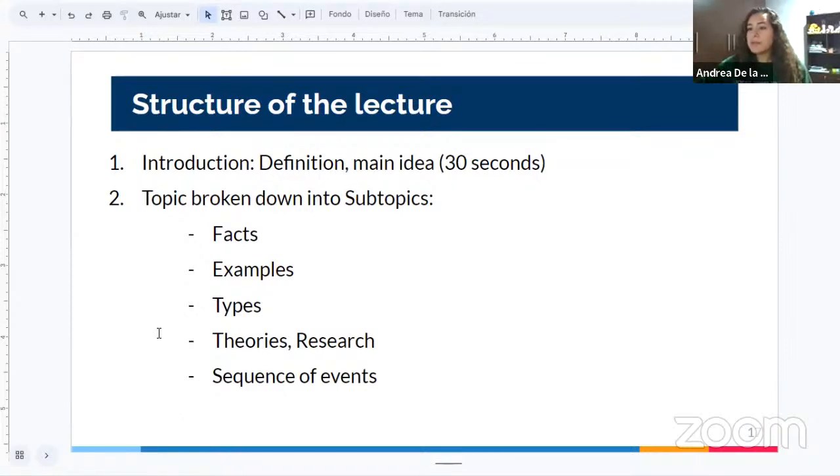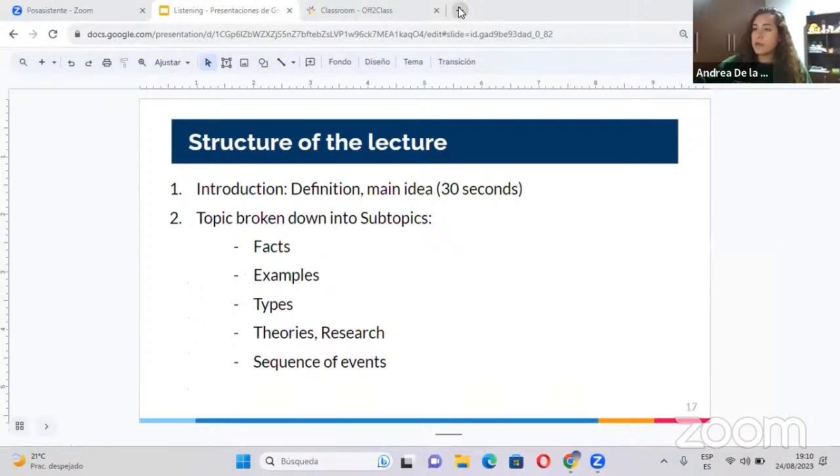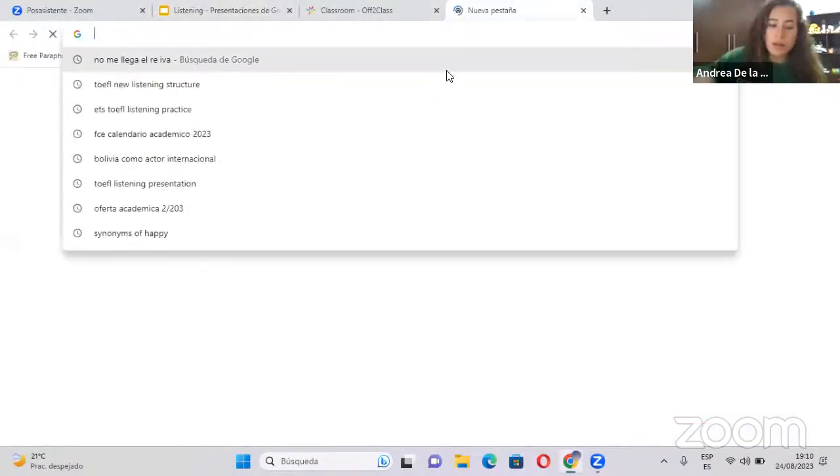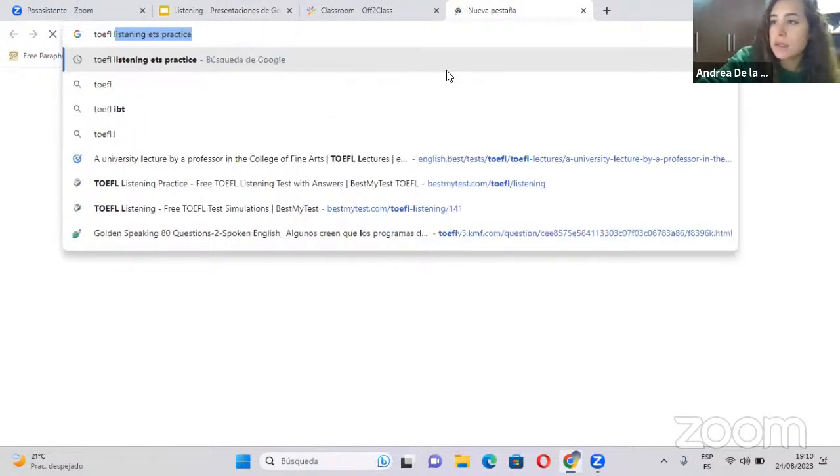I'm sorry. So as I was telling you, it's important that as soon as you're listening to the lecture, you're able to identify what organizational style it has. Okay, guys? But let's say this with an example. That way you're going to see better what I mean. All right, so let's take a look at a lecture.